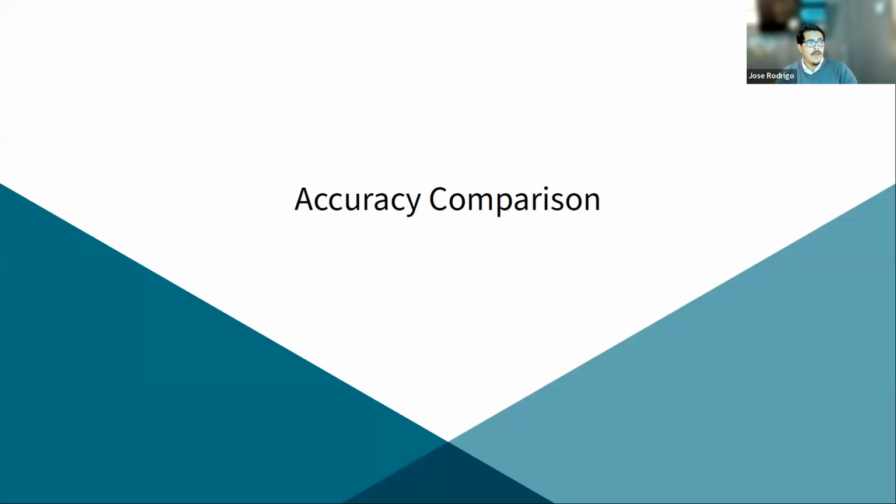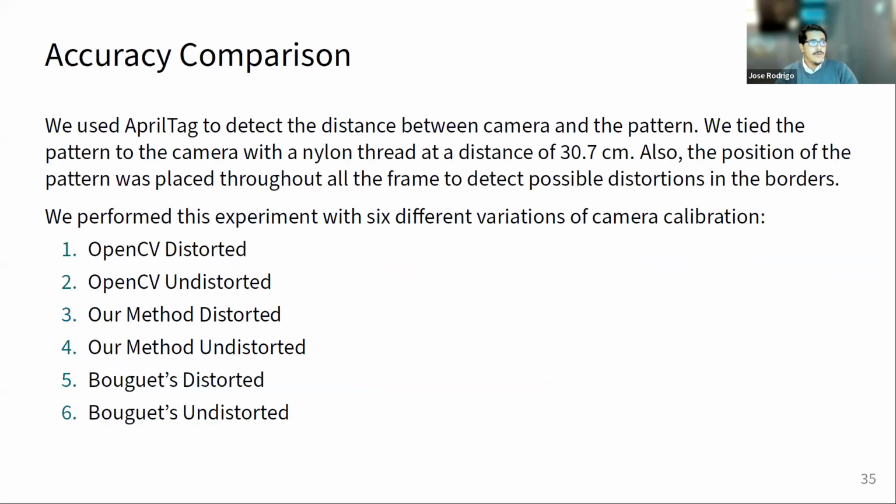Finally, we perform an accuracy comparison. We use AprilTag to detect the distance between the camera and the pattern. We tied the pattern to the camera with a nylon thread to get the least obstruction possible at a distance of 30.7 centimeters. Also, the pattern was placed throughout the whole frame to detect possible distortions in the borders, so we can have as many varied errors as possible.